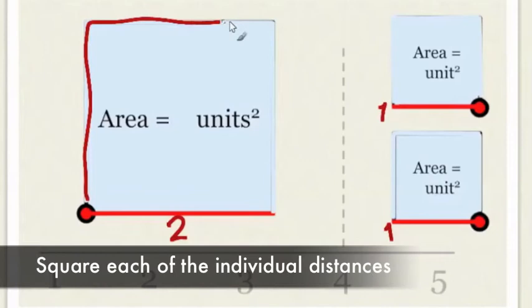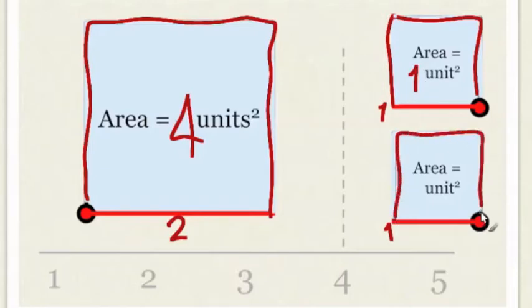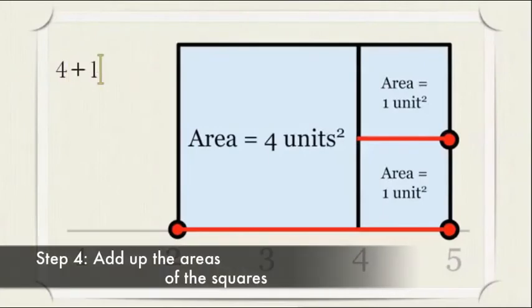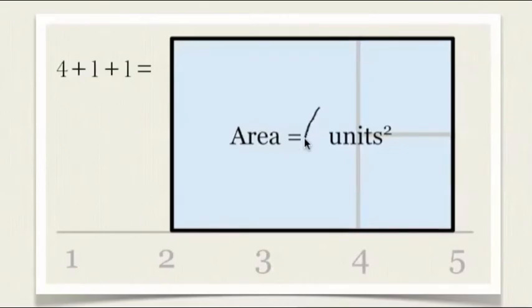Next, we square each of those individual distances. We have one data point that is 2 units from the mean. When we square that, we get 4 units squared. And we have 2 data points that are each a distance of 1 from the mean. When we square those, we get 2 areas of 1 unit squared each. We add up the area of those squares. In our case, 4 plus 1 plus 1 equals 6 units squared.